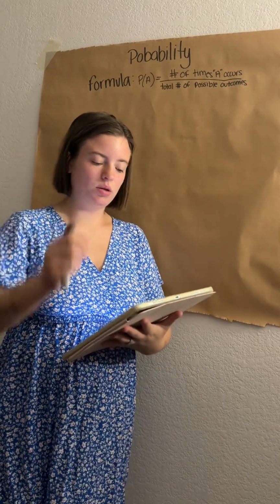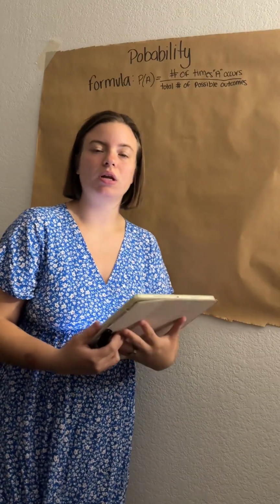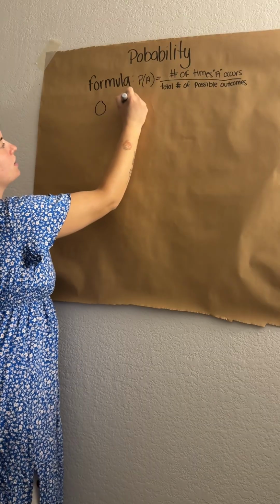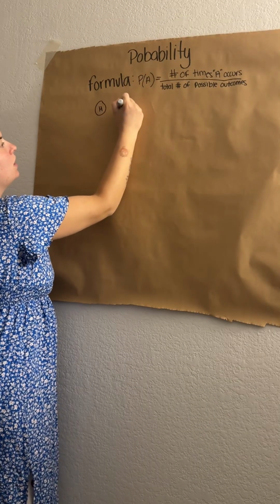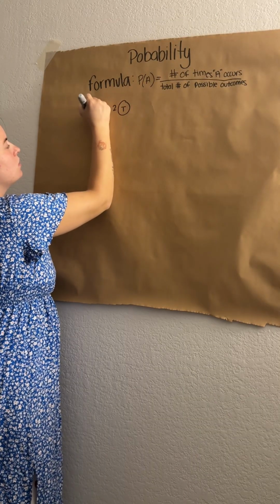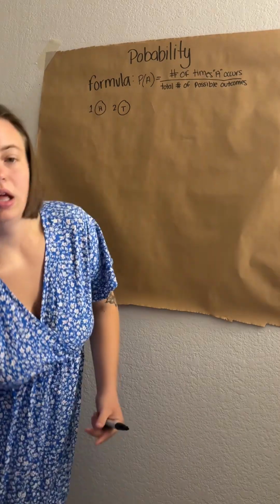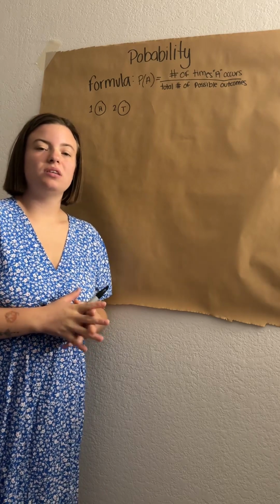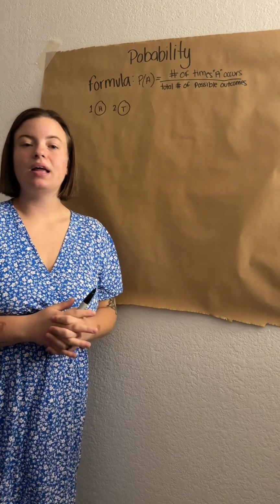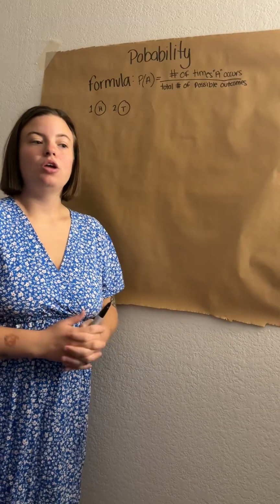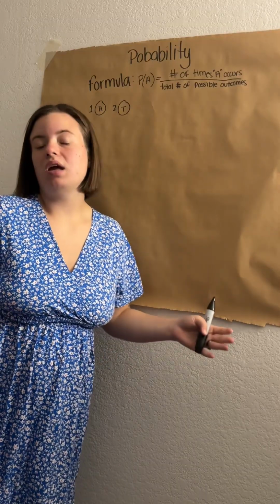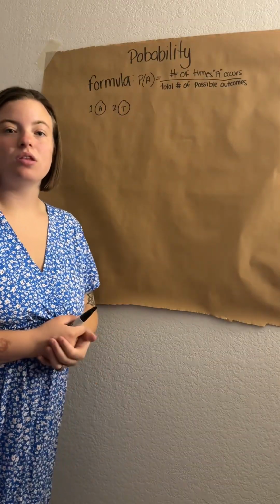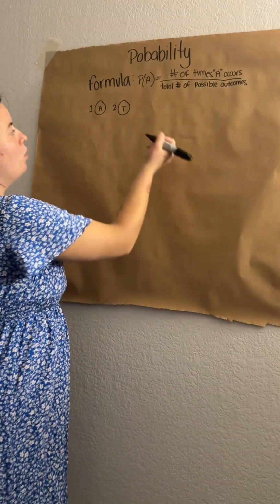So as a class, we're going to first think about a coin. When we have a coin, we have two sides. We have heads and we have tails. So the first side, second side. If I ask in my class, hey, what do you guys think when I flip a coin? Will I get heads or tails? You might choose heads.